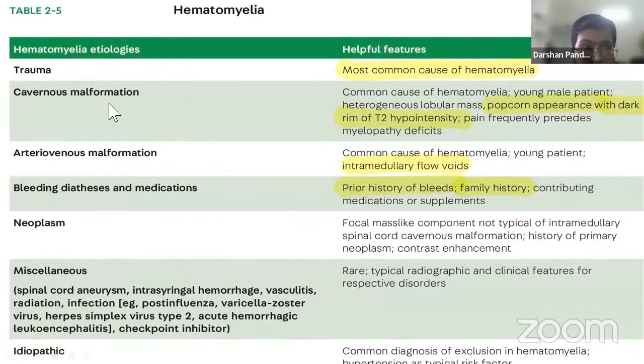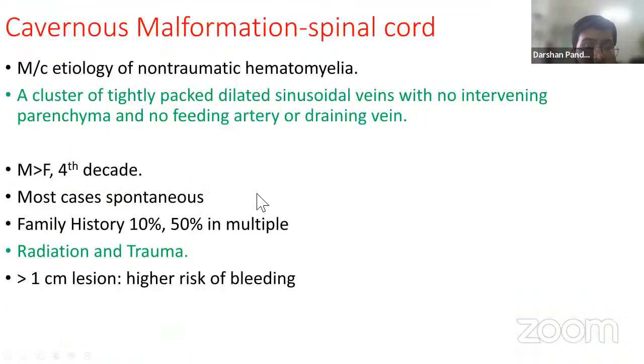So the etiologies can be trauma, cavernous malformation, where the popcorn appearance is seen, arteriovenous malformation, bleeding tendencies, neoplasms, spinal cord aneurysm, infections like varicella zoster and HSV, acute hemorrhagic leukoencephalitis, or an idiopathic cause. Cavernous malformation is the most common etiology of non-traumatic hematomyelia. First is trauma; non-traumatic first is cavernous malformation.